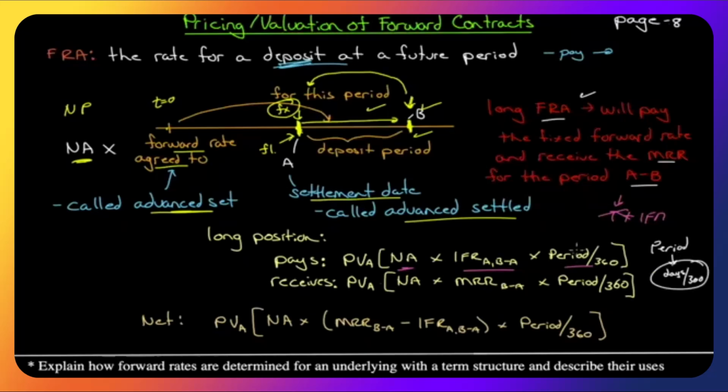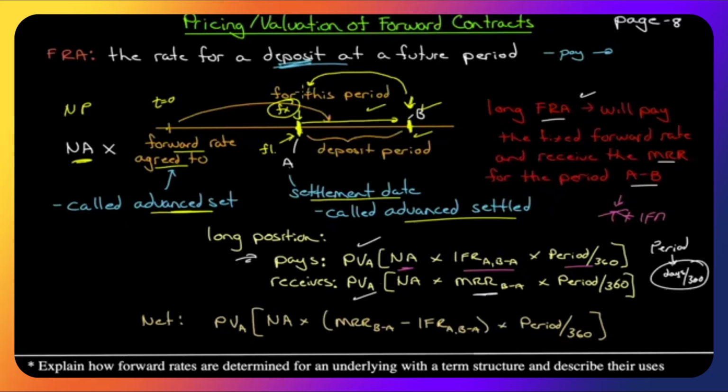I like the word period just to signify the days, because that is the period of time over 360. So they're going to pay the fixed rate, and they're going to receive the market reference rate over that period of time. Well, if they're paying the fixed rate and receiving the market reference rate, we can net it out. Notice that it is present value, right? We're taking present value as at time A, because we know what it's going to be, so we may as well just discount it to today.